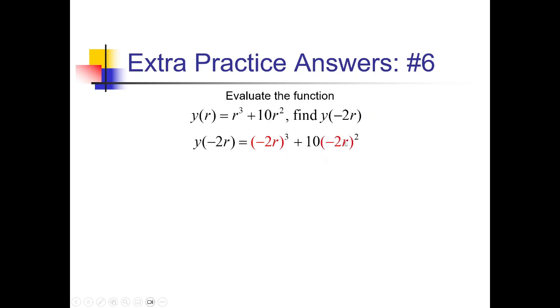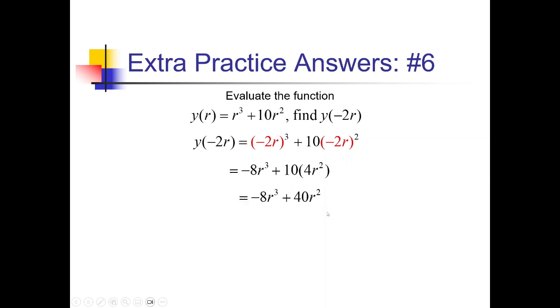Simplifying each of these individually, I have to cube the negative 2 and the r. So that's going to be negative 8r cubed. And over here we have 10 times, let's see, if I square both of these, this is 4r squared in there. 10 times that is going to give me 40r squared. And this negative 8r cubed is just going to come down with us here.